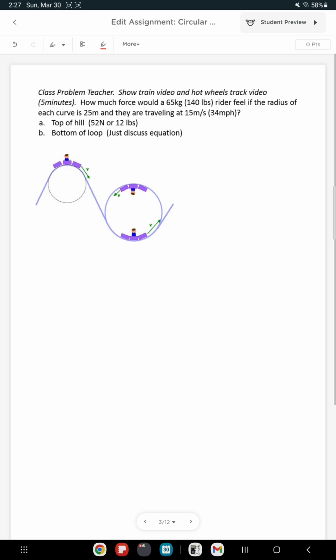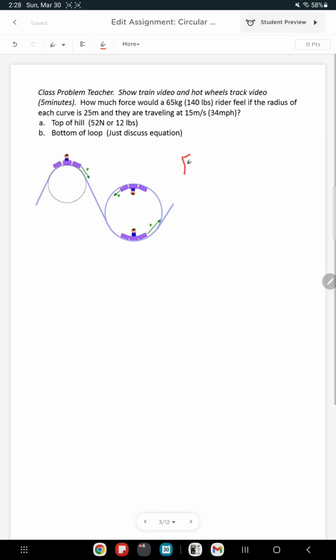The question, in this one specifically, is how much force do you feel? But we can also calculate how fast you have to go to not fall off these coasters that go upside down, or anything that goes upside down for that matter. So, how much force would a 65 kilogram rider feel?